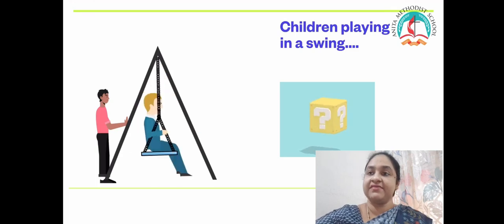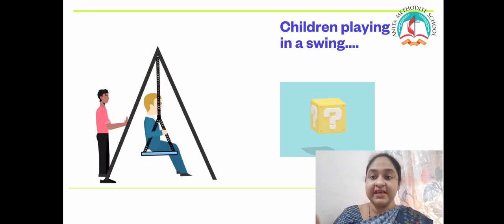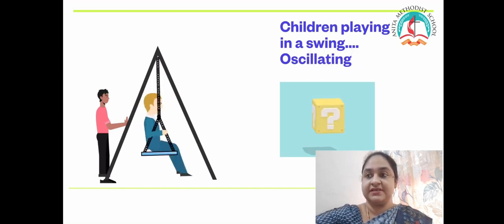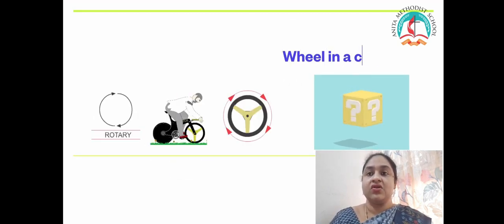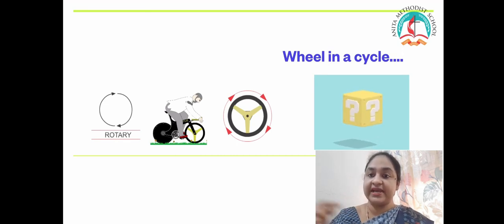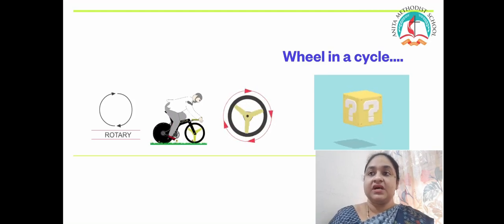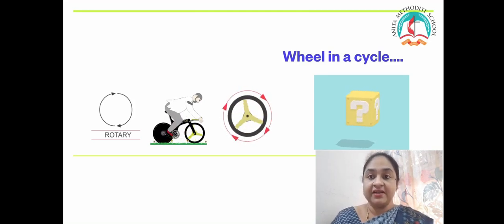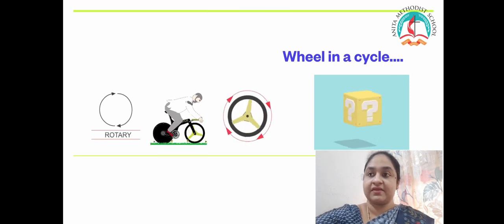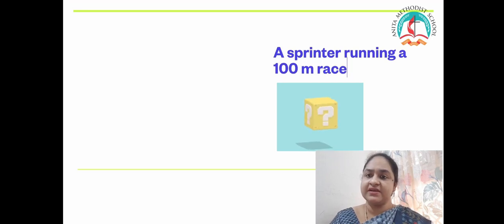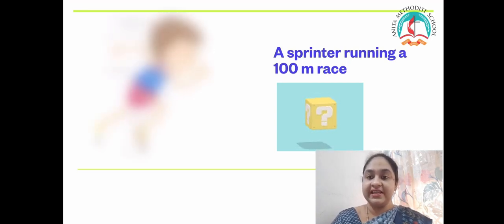We then have the wheel in a cycle. What type of a motion is it? It is rotatory motion. The wheel rotates on its axis. A sprinter running a 100-meter race. So in a 100-meter race, you run in a straight line. So then we call it linear motion.